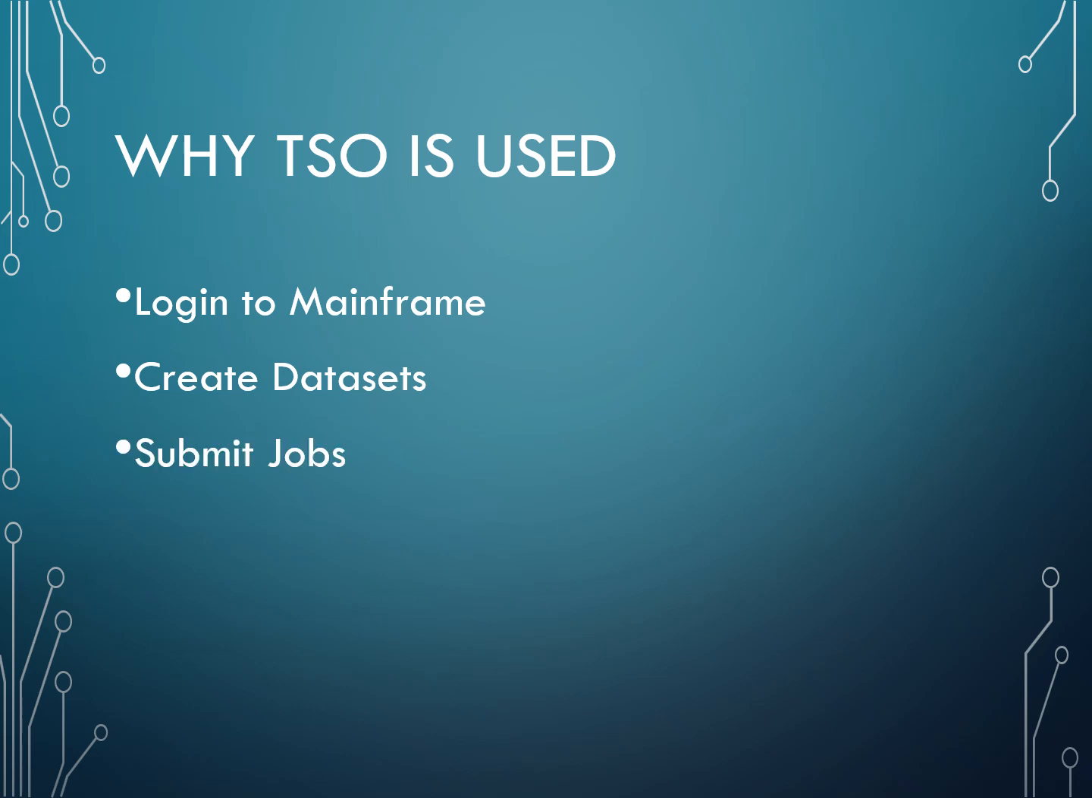The third reason is submit job. Batch processing is one of the most important parts of the mainframe, and TSO helps us submit JCL jobs. The fourth reason is access ISPF. Most development activities are performed through ISPF, and TSO acts as the entry point to ISPF. In short, TSO serves as the foundation for many mainframe activities.